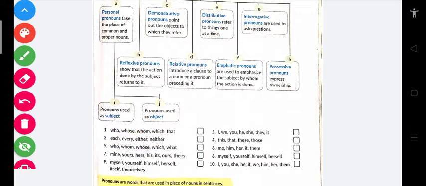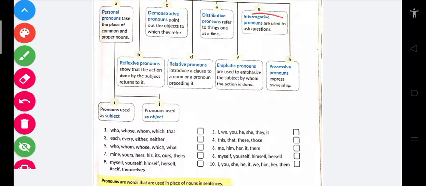Now you can see one more thing, that in point number 1 and in point number 5, you can see who, whose, whom, which, that, and again who, whom, whose, which, what. So every word is similar, just one word is different, that is, that and what. So tell me, why is it so?